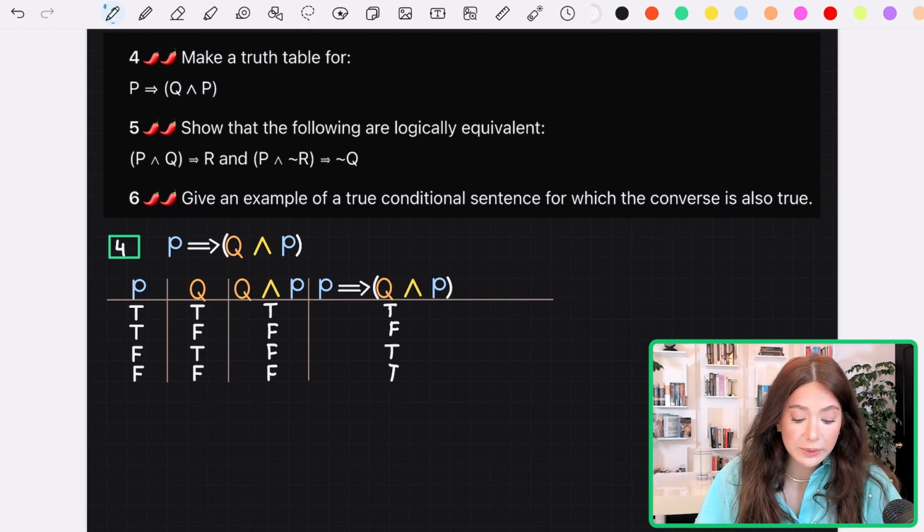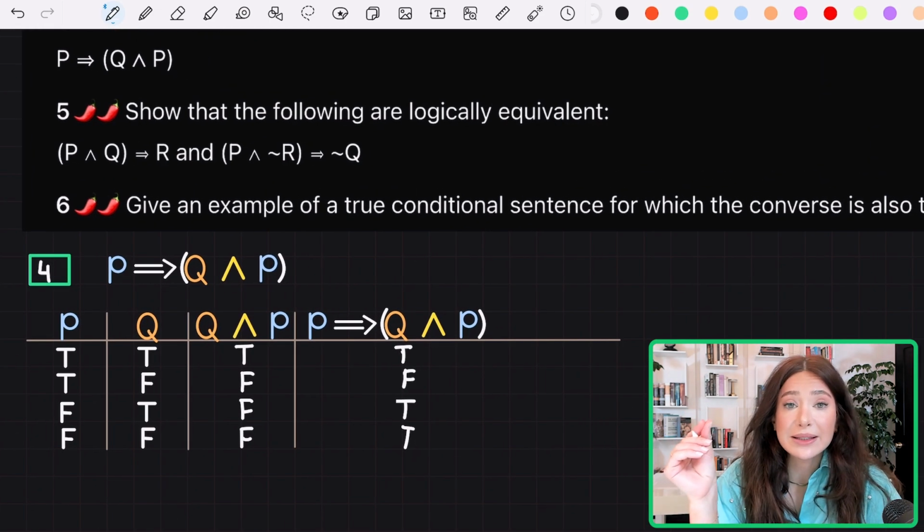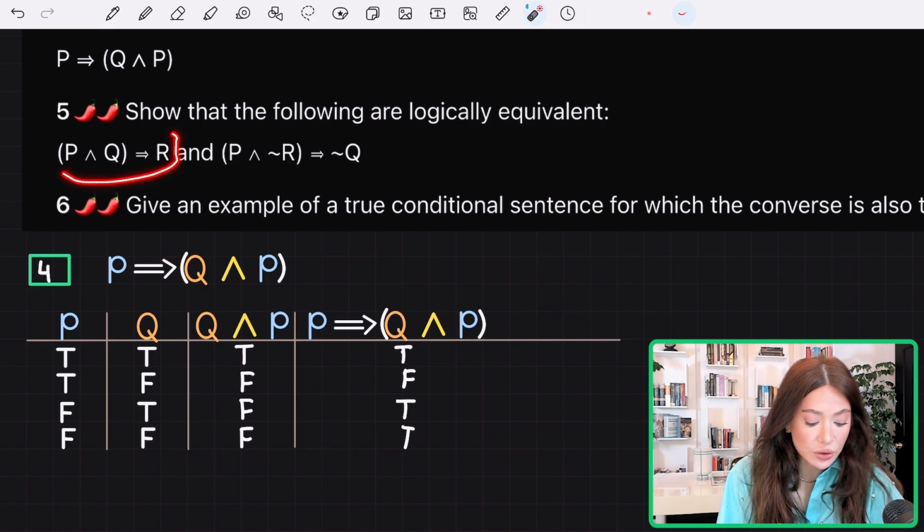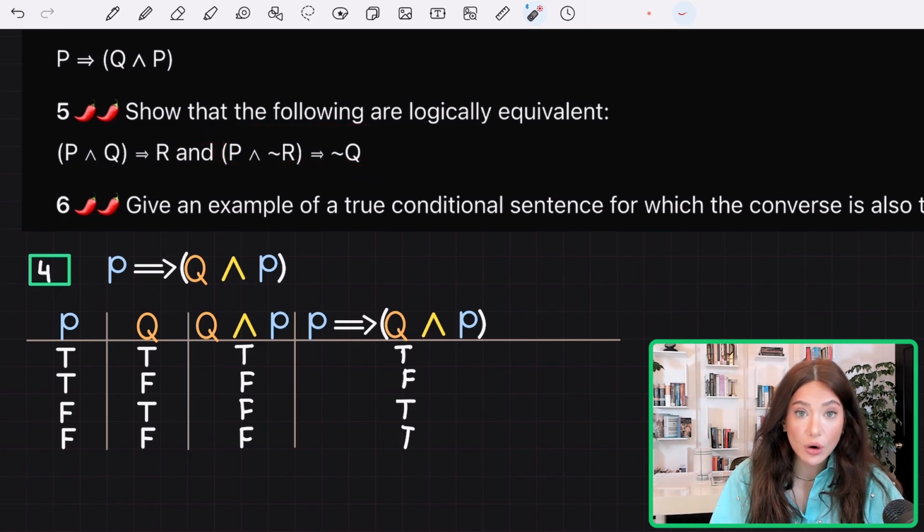Show that the following are logically equivalent. Okay, logically equivalent means one thing and one thing only: that they have the same exact truth values. Otherwise they can't be logically equivalent. So you need to get truth values of this statement, then truth values of this statement, compare, and hope that they are the same exact thing.